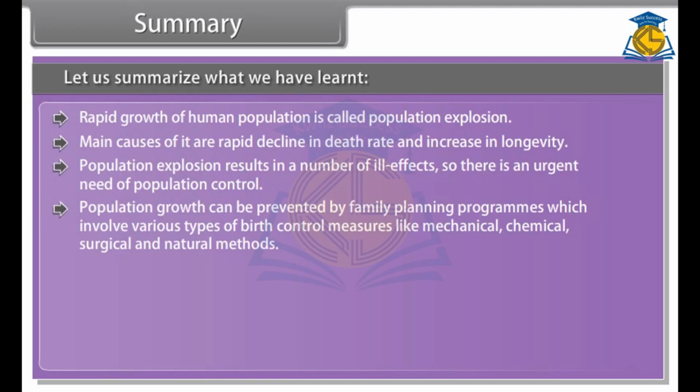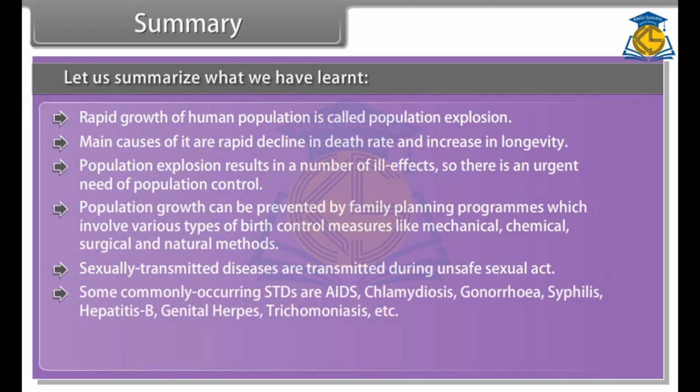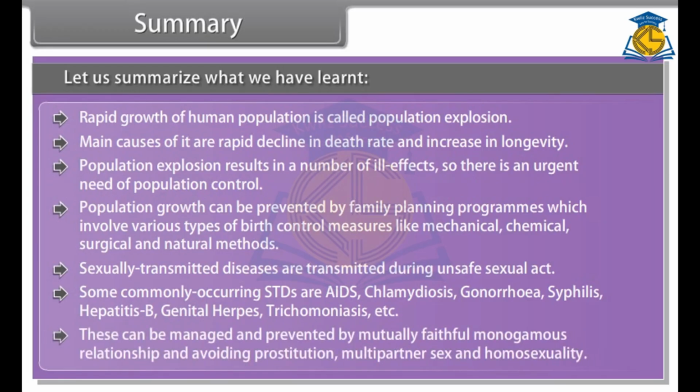Sexually transmitted diseases are transmitted during unsafe sexual acts. Some commonly occurring STDs are AIDS, chlamydiosis, gonorrhea, syphilis, hepatitis B, genital herpes, trichomoniasis, etc. These can be managed and prevented by a mutually faithful monogamous relationship and avoiding prostitution, multi-partner sex, and homosexuality.